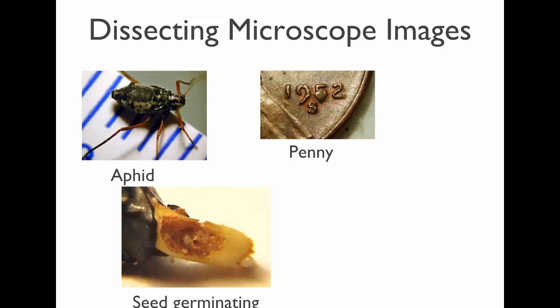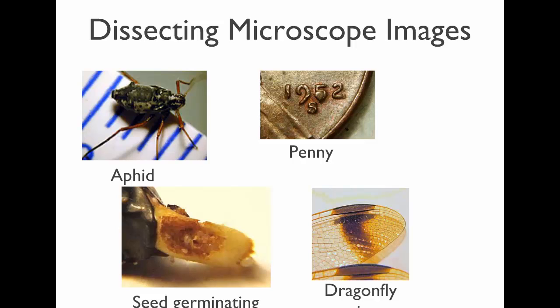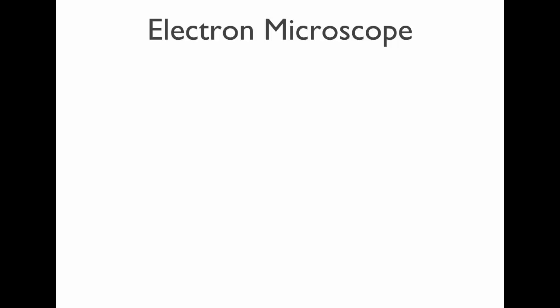This is a seed that's starting to grow. It's germinating. This is the wing of a dragonfly. So the dissecting microscope we use if we want to see a thicker object. You can get a three-dimensional view of it. Can you see the germs on your hand?